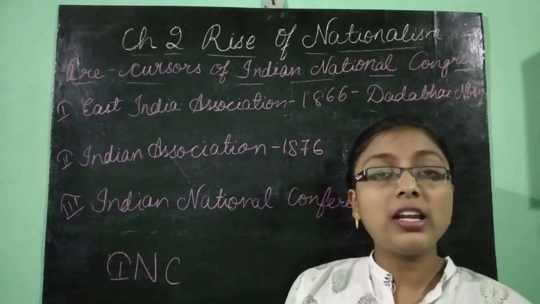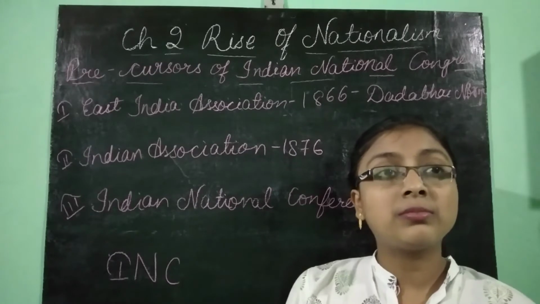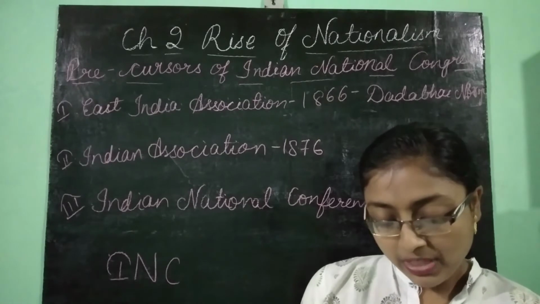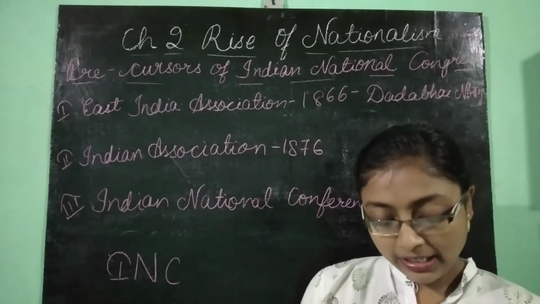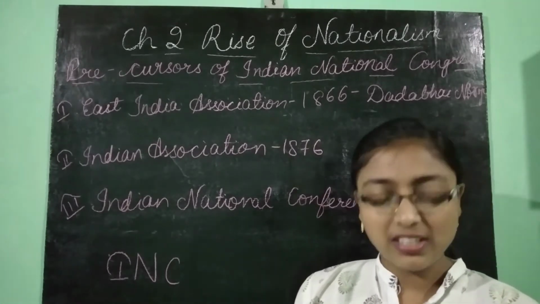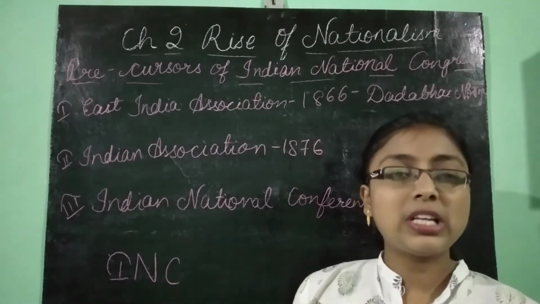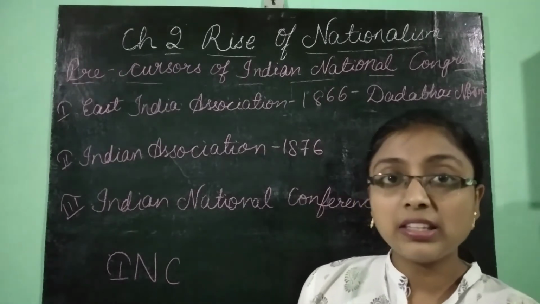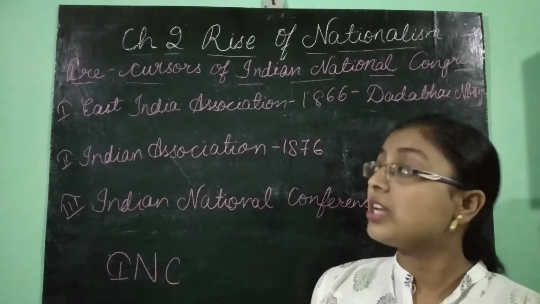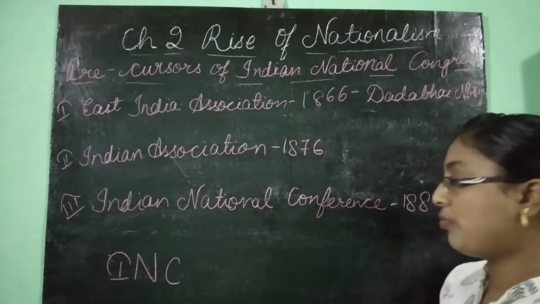Some of them were the London Indian Association, East India Association, and then many others like the Indian Association, Indian National Conference, Bengal British India Association, and London Indian Society. So there were many, but among them, here we will discuss the three most prominent associations, that are East India Association, Indian Association, and Indian National Conference.